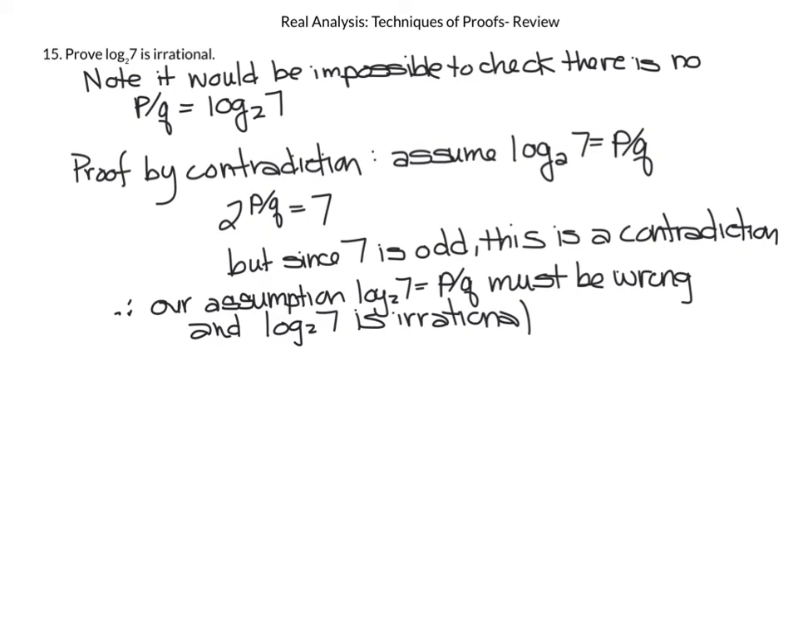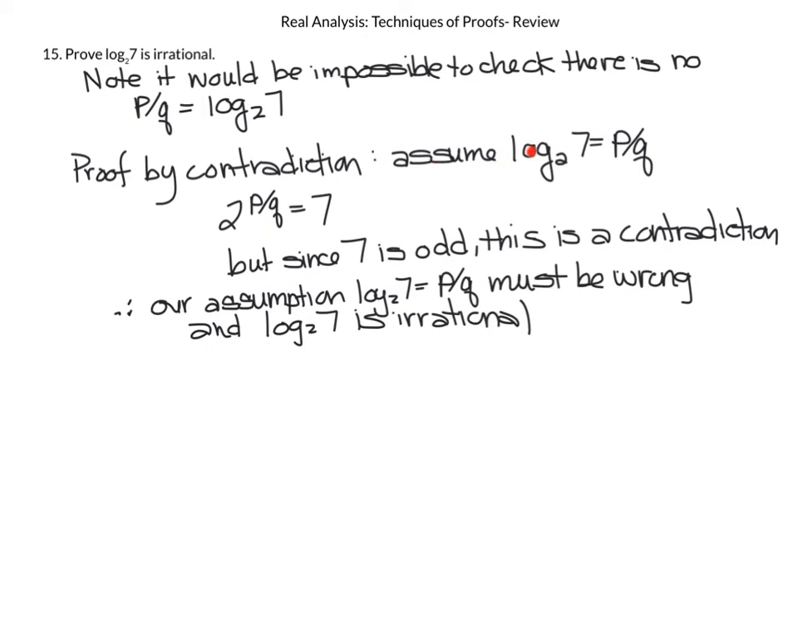Prove the log base 2 of 7 is irrational. And note, it would be impossible, or at least I think it'd be tricky, to check there's no p over q that's equal to log base 2 of 7. So we're going to do this by contradiction. Often contradiction is what I use when nothing else seems to work.